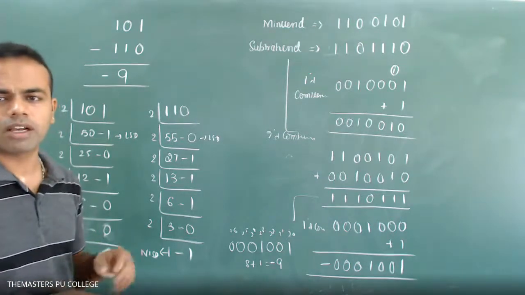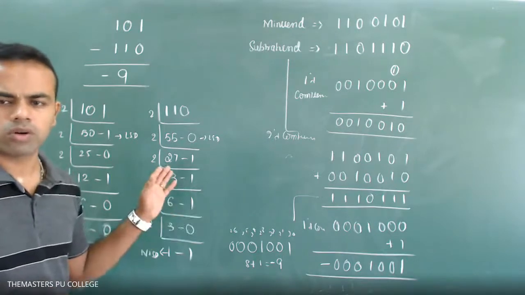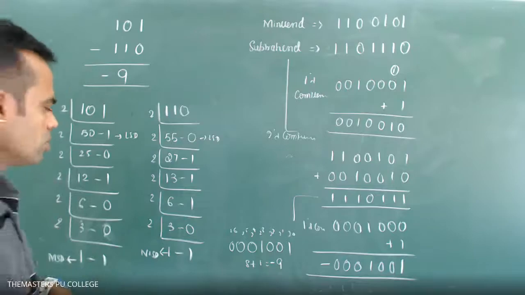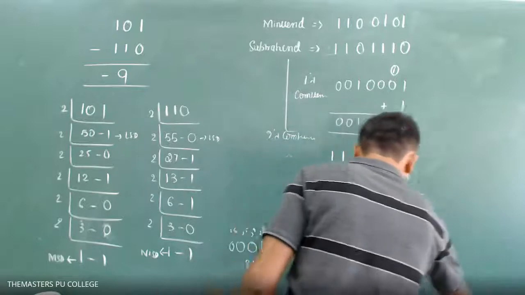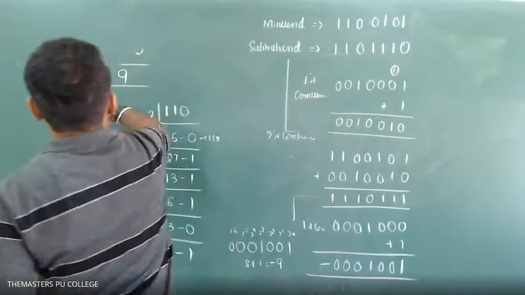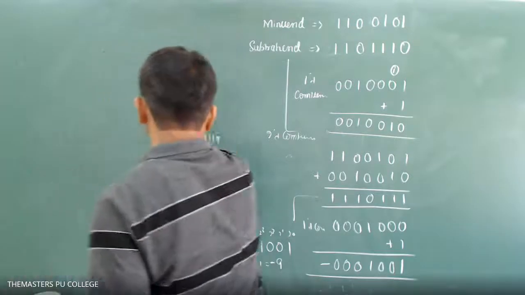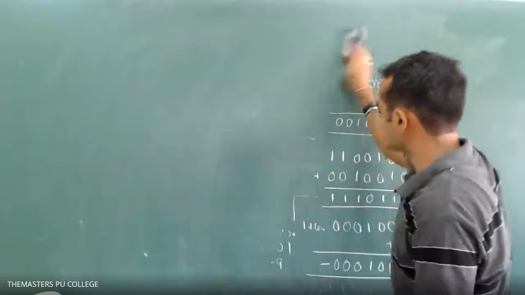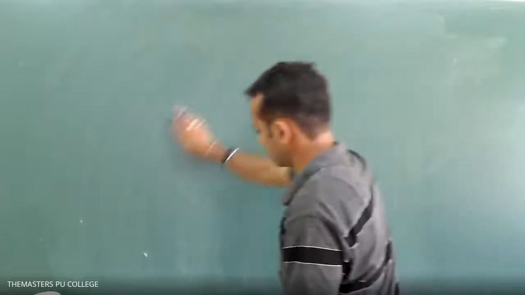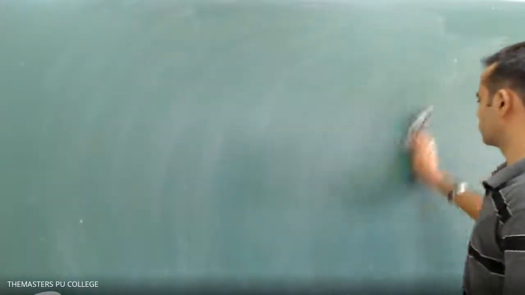ಅರ್ಥ ಆಯ್ತಾ? ಇನ್ನೊಂದ್ಸರಿ ಹೇಳ್ಬೇಕಾಯ್ತು. So ಮುಗಿಸೋಣ. So computer codes ಹೋಗೋಣ. The last concept in this chapter is computer codes. Okay, so the next thing is computer codes.